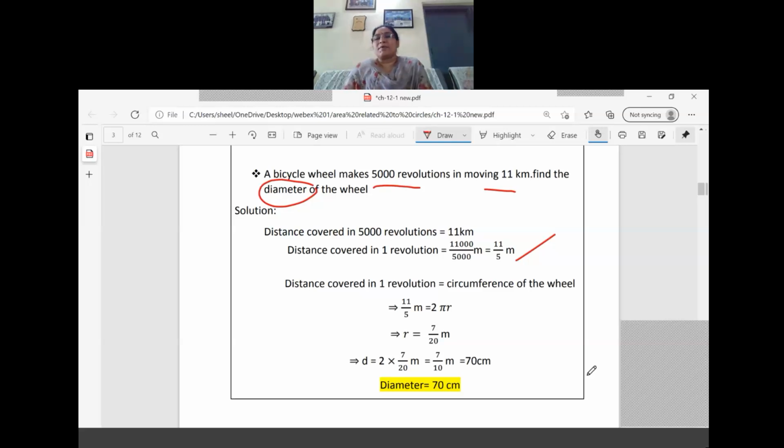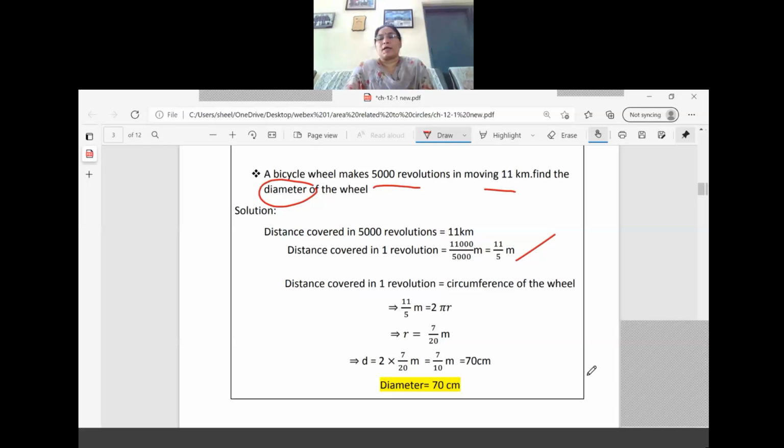Now distance covered in one revolution means the wheel is rotating, isn't it? The wheel is rotating means making the revolution. So which part of the wheel is touching the ground? Its outer side. That means circumference. So distance covered in one revolution means the circumference of the wheel only. So we are just substituting the values. 11 by 5 meter equals 2 pi r, right? So 11 by 5 meter equals 2 pi r.